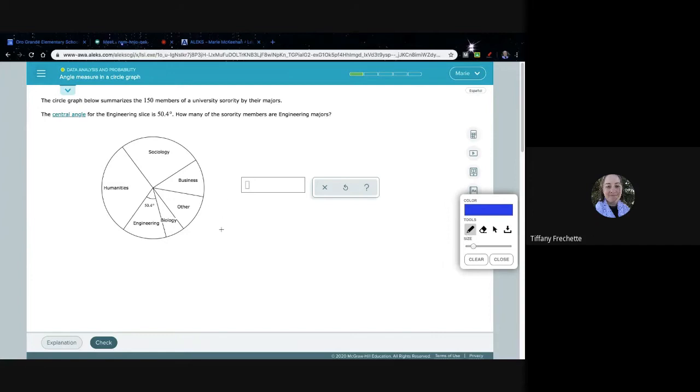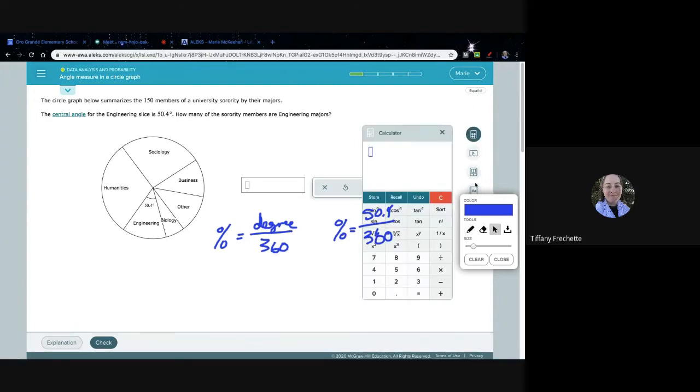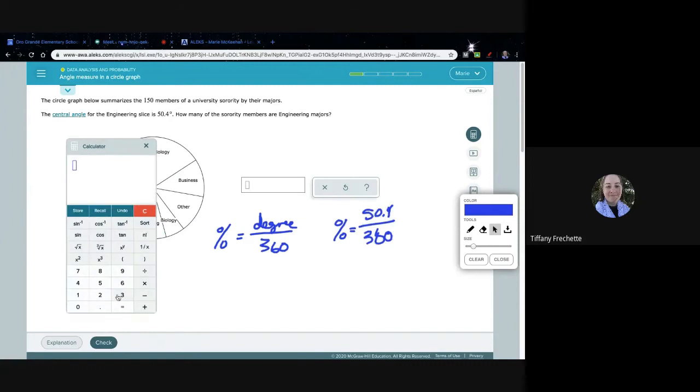All right, so remember, the last time we had percent times 360 equals degree. And then it ended up being percent equals degree divided by 360. So we can do that same thing. Our percent is going to equal the degree, which is 50.4, divided by 360. Let's go ahead and click this, and we get 0.14.